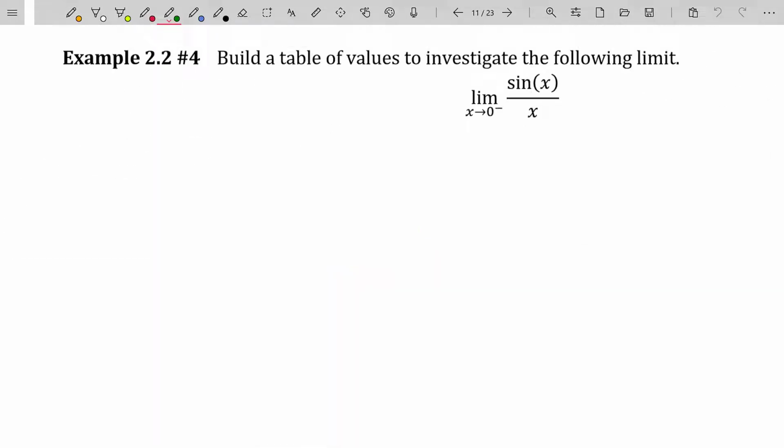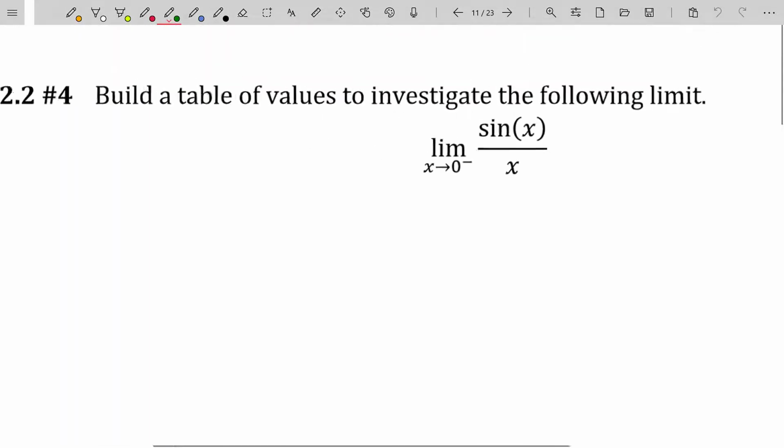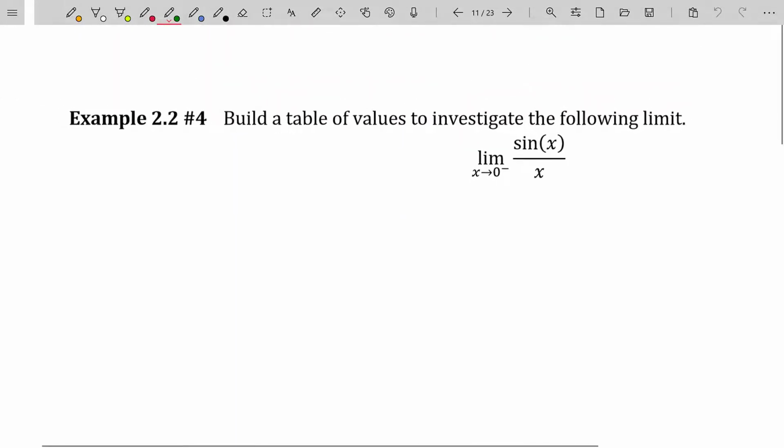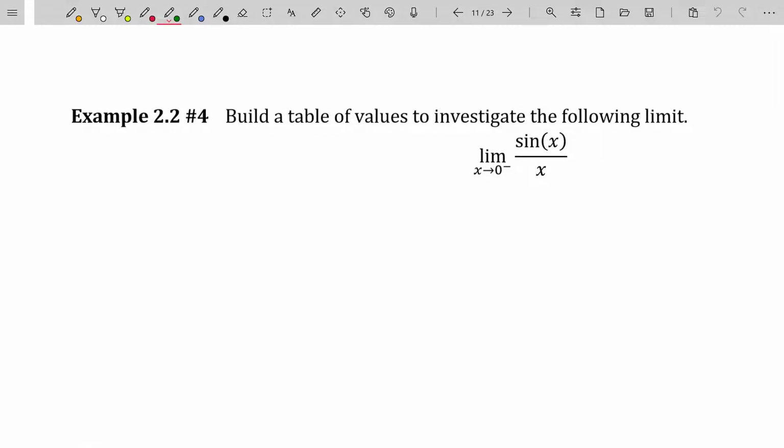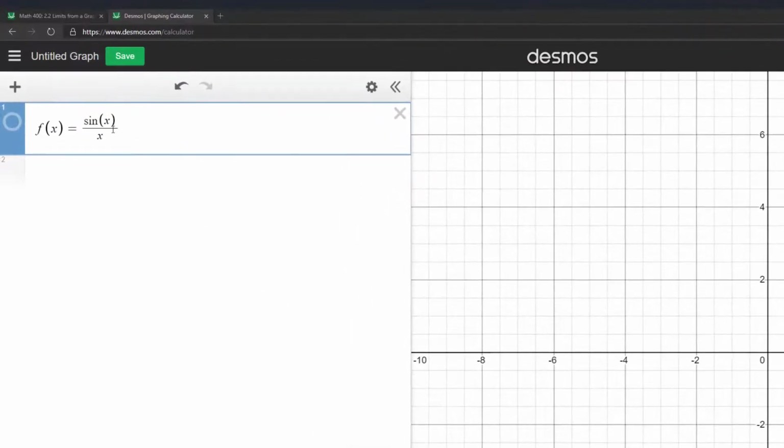Now this limit is one of my favorite limits. It's a really, really fun limit. Let's go ahead and evaluate this limit, the left-hand limit, as x gets really close to 0 from the left-hand side, and see what happens. We're going to go to Desmos and build a table of values. So we're here over in Desmos, and I've already written the function in, f of x equals sine of x over x. The one thing I don't want to do is spoil the surprise by graphing this function. I want to showcase, using a table, the left-hand limit as x approaches 0.